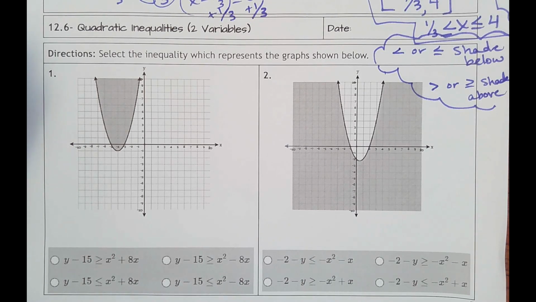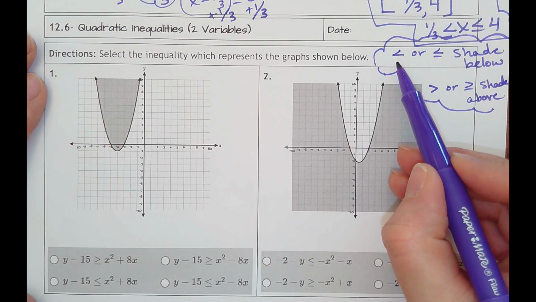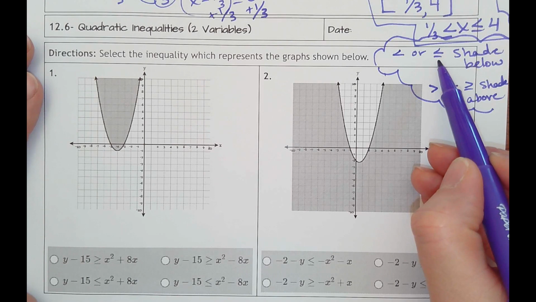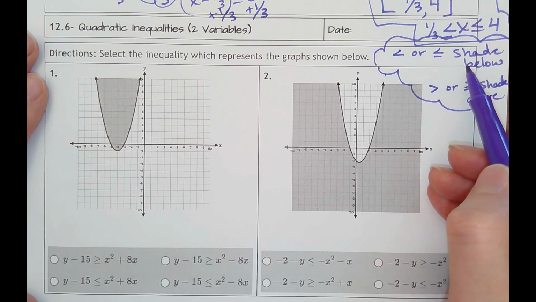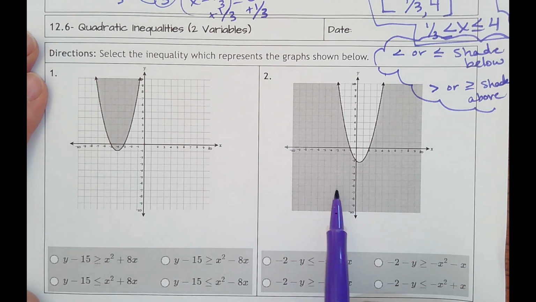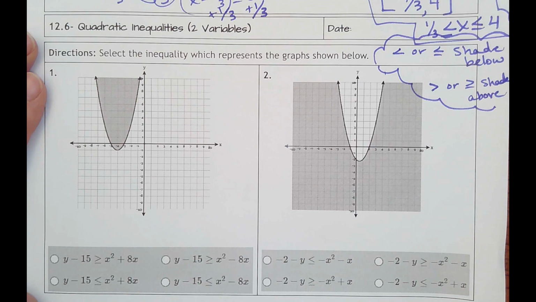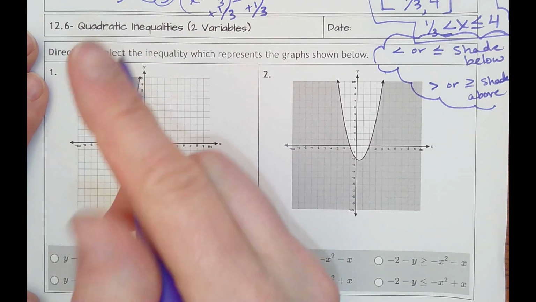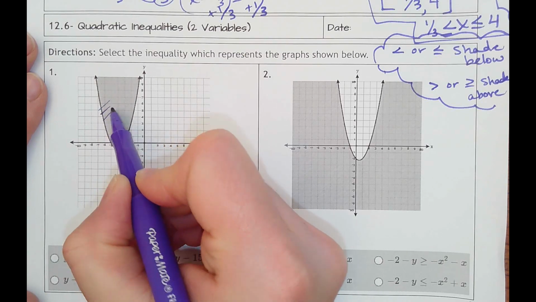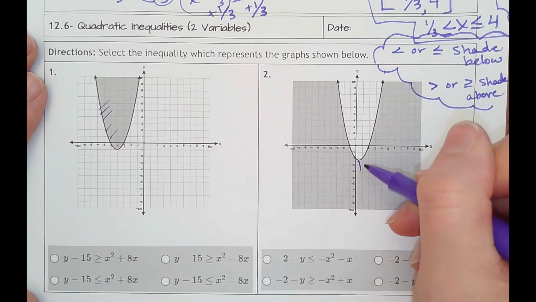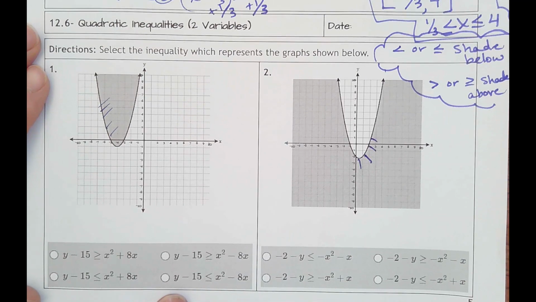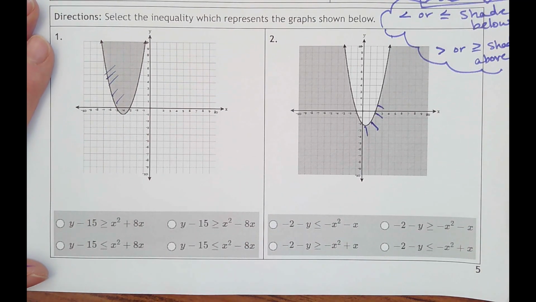And the other thing you need to know is that if you have a less than, or less than or equal to, less than means below. It's going to be shaded below the parabola. If you have greater than or equal to, you shade above it. So think greater than is above the line, which would actually be inside on this one, because think above the line. This is below the line. Okay, so that'll help you since these are multiple choice.